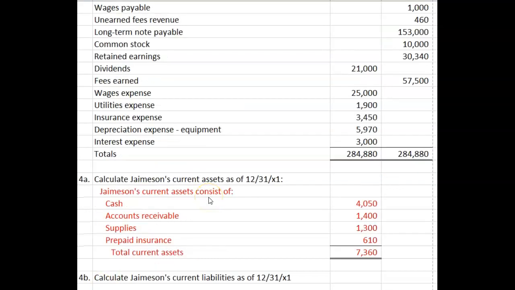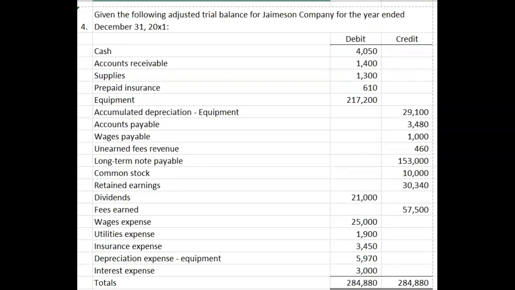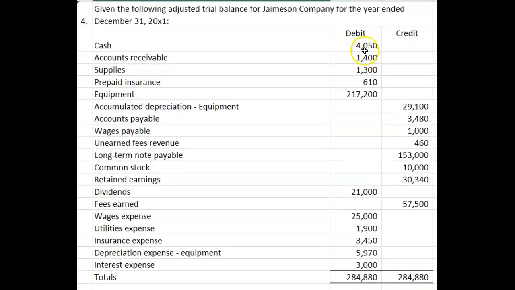Jameson's current assets consist of cash, accounts receivable, supplies, and prepaid insurance for a total current assets of $7,360. That's 4050 plus 1400 plus 1300 plus 610. Equipment is not a current asset, and accumulated depreciation on that equipment is not a current asset.